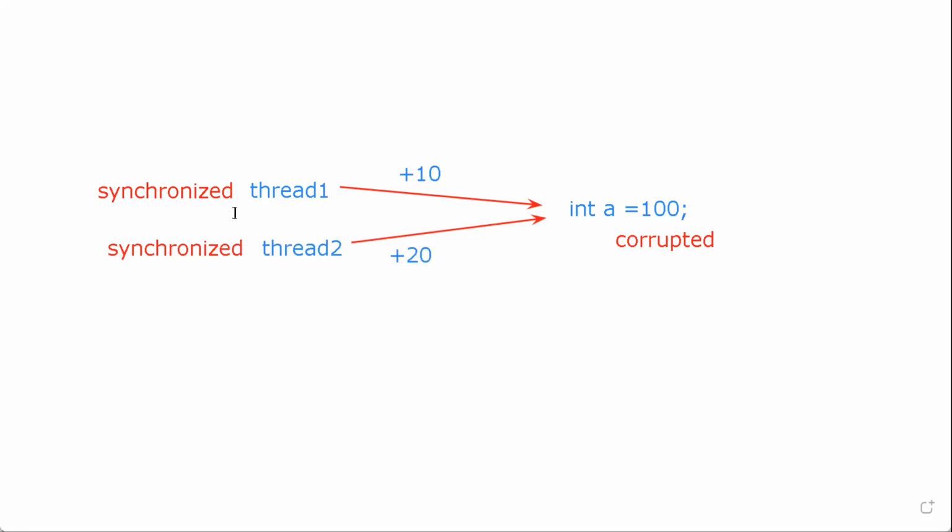Then both will be working together in a nice coordination. Thread 1 will be allowed first, then it will go for a wait statement. Then thread 2 will work. It will be like proper working, and the A value will not be corrupted. Getting the idea? Yes. It will not be corrupted and it will work perfectly fine.